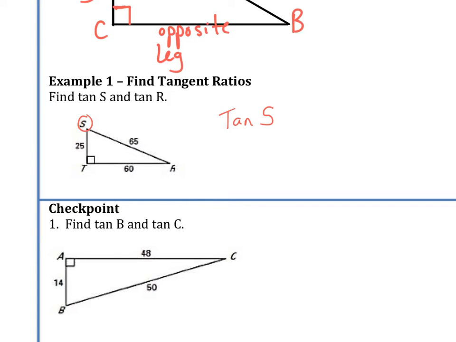So if you're looking at angle S, what is opposite angle S? 60. So 60 is opposite angle S. And then the adjacent leg is going to be 25. So the tangent of S is 60 over 25. If you divide them both by 5, you would get the tangent of S is equal to 12 over 5.